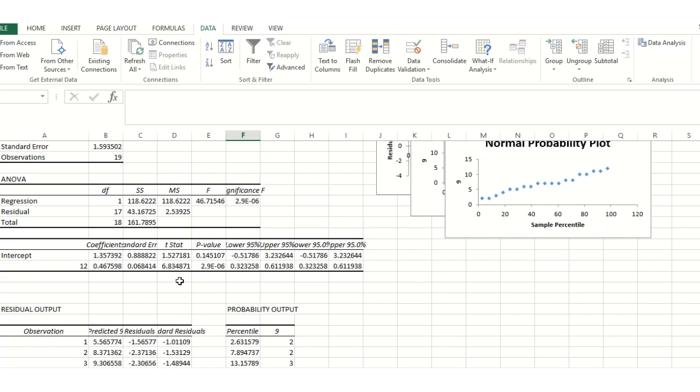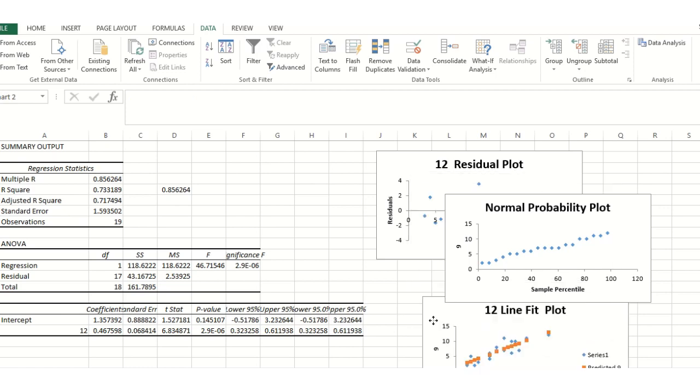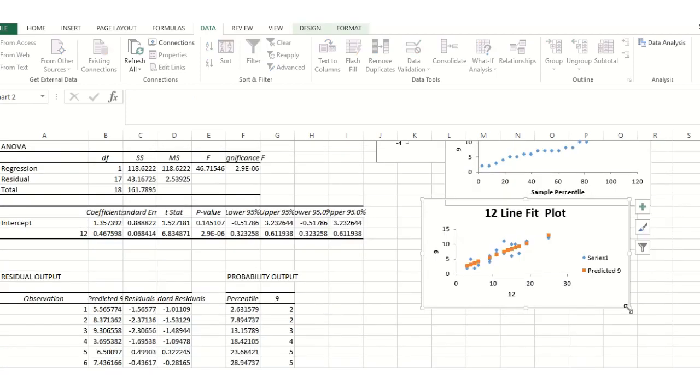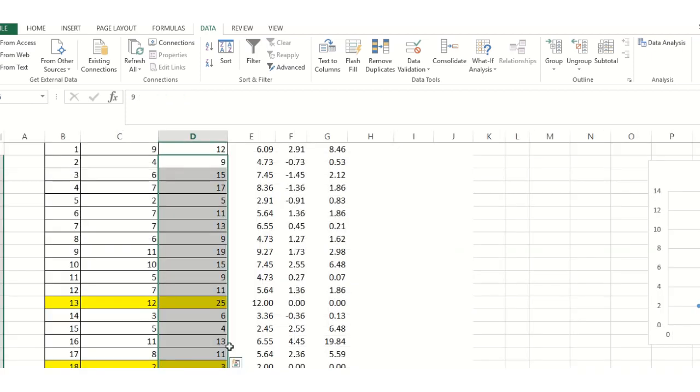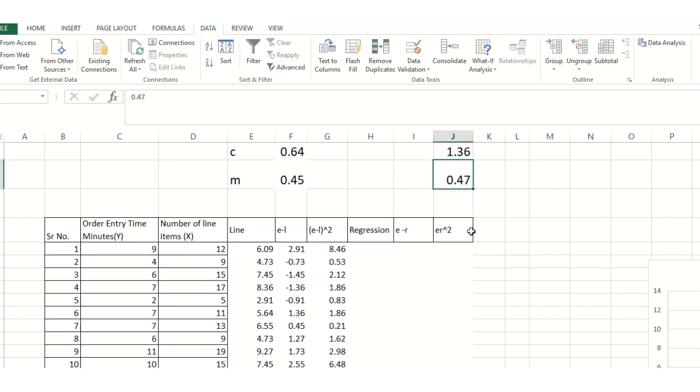Now our interest is actually the coefficients. This is the y-intercept, and this is m, which is the gradient or the slope, which we wanted to find out. So this is the best fit line, or the line we constructed out of it. So two things we need to find out: the intercept and m, which is the slope. Which I have given here, it is 0.46 and 1.36. The same thing I have given here, 1.36 and 0.47.